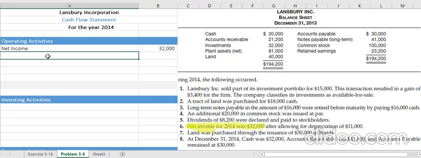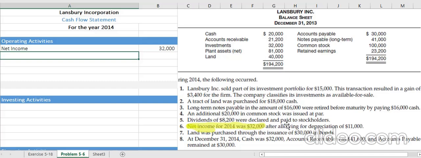Our next job is to know if there are any changes in the working capital of the company. Inside working capital we have current assets and current liabilities. Among the current assets, the first one we have is cash. We do not consider cash inside the operating activities, and you know the reason from our previous videos. The next current asset is accounts receivable, 21,200, so we are required to account for it if there are any changes.